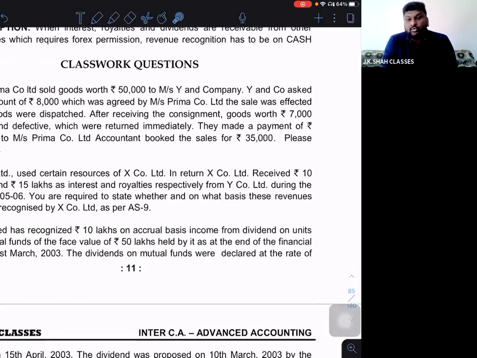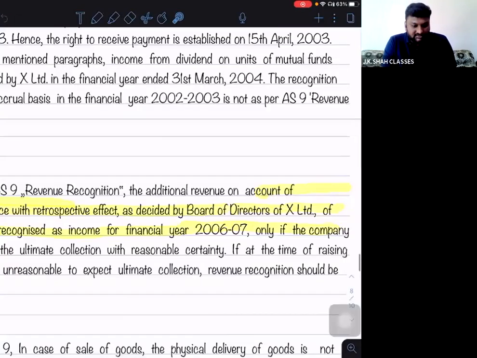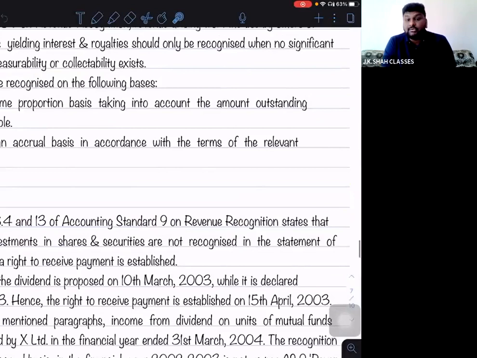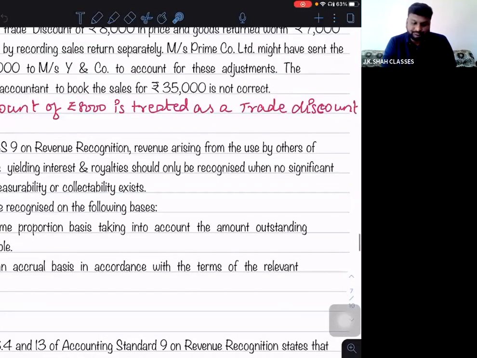So, first you have to tell how interest and royalty will be recorded in the books of accounts. That is as per the provisions given. Interest will be recorded on accrual basis, and your royalty will also be recorded on accrual basis, but depending on the conditions of the agreement. Right? So let's have a look. Simple question. I hope such questions come in the exam. That will be a jackpot for you.